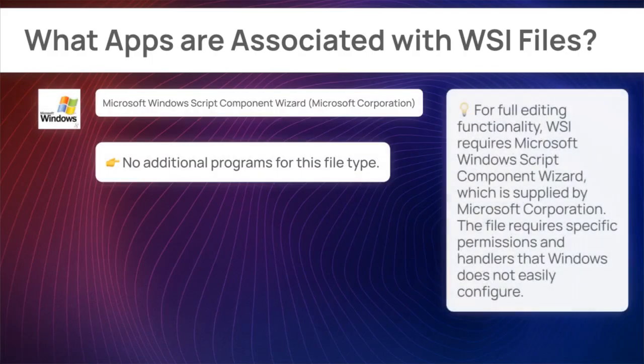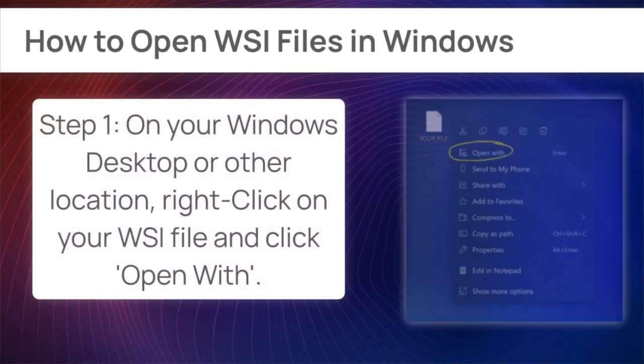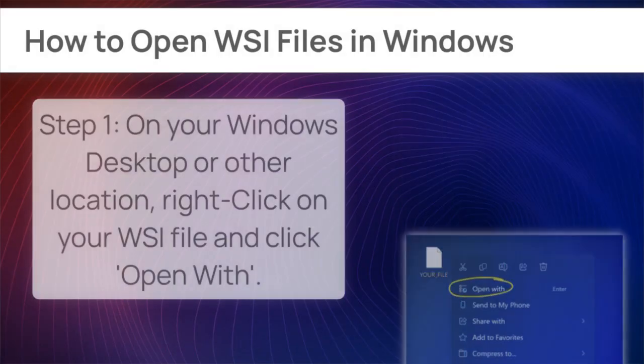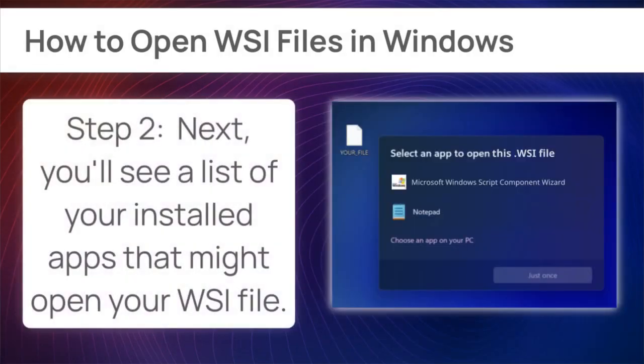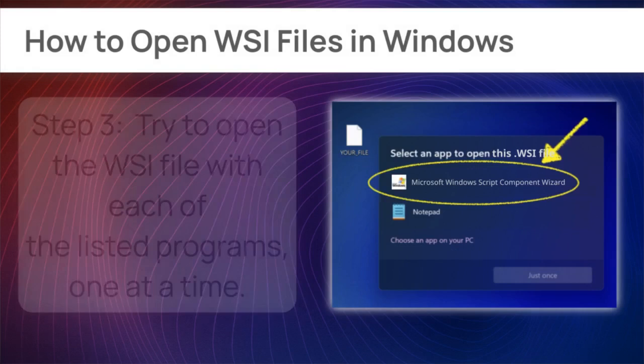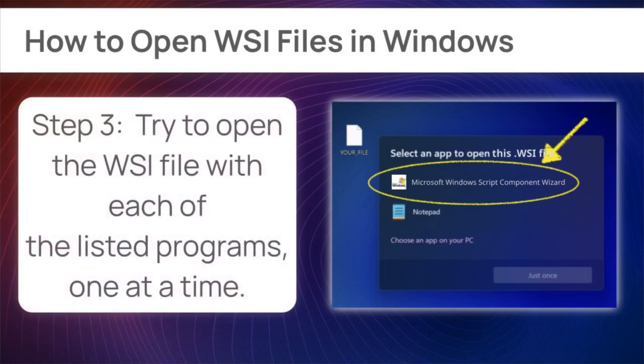The file requires specific permissions and handlers that Windows does not easily configure. Windows allows text viewing, but execution requires the script's intended runtime. Your primary action: right-click the WSI file and select Open With. If Microsoft Windows Script Component Wizard is installed, use it. If not, choose another program. Continue testing until the WSI file opens successfully.